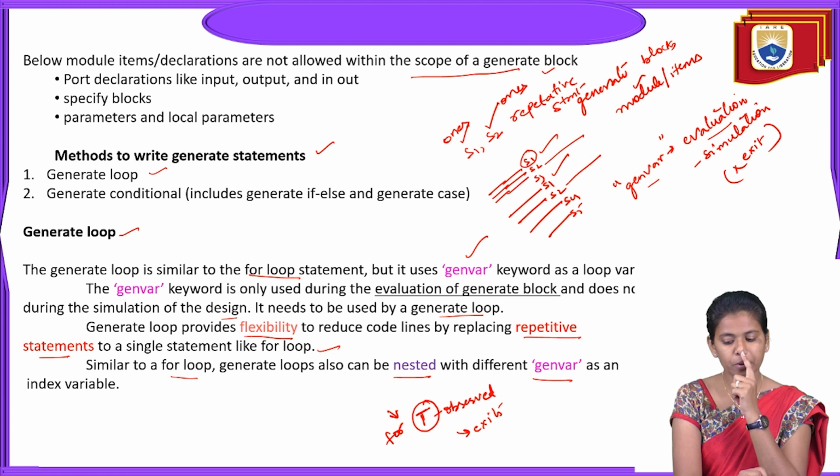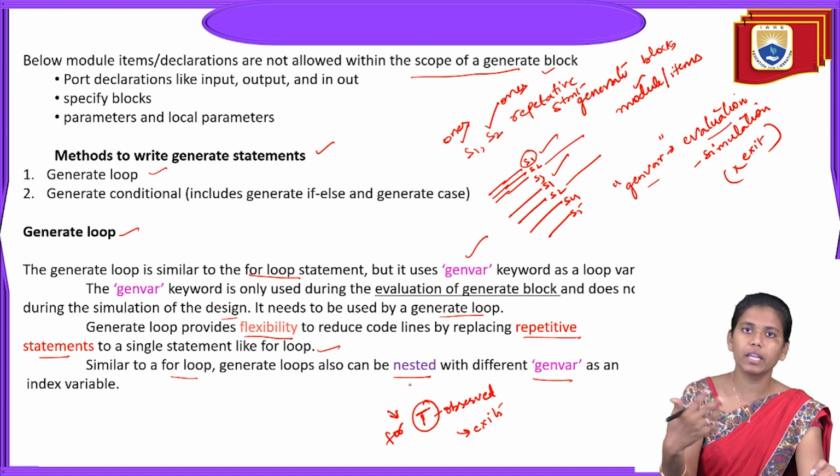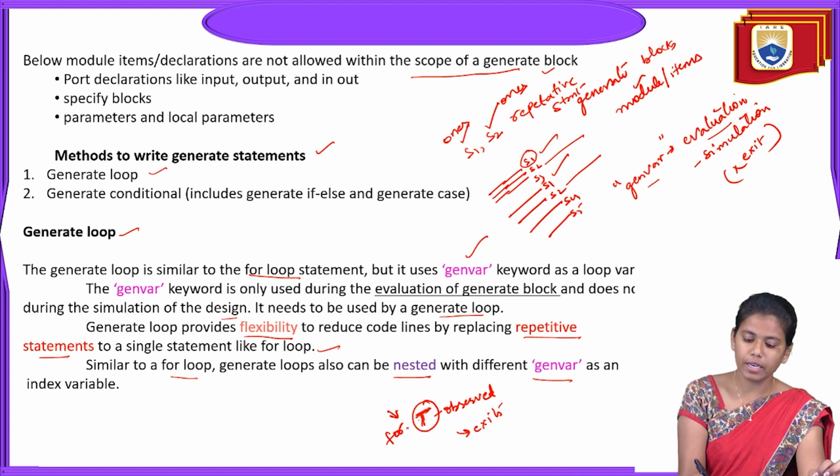So what is this generate loop? It can also be nested. What is nested? The repetition of the statement, which goes on repeating until the condition is met. For example, in a case, for example, t equals 4.